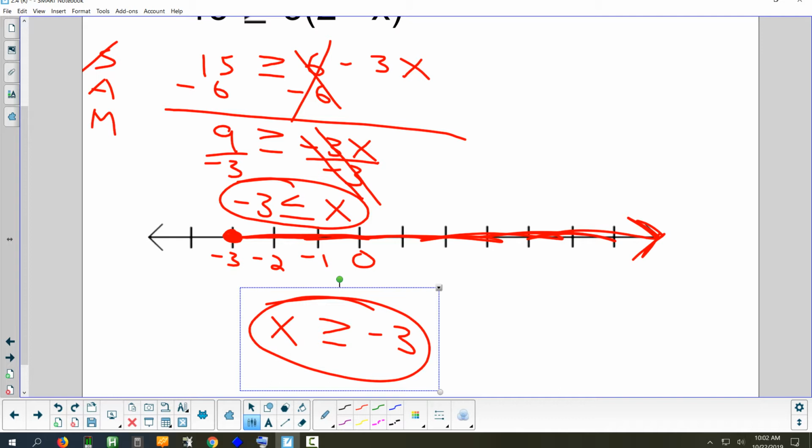Okay, so remember, you want to try to get it in that format. Letter, symbol, number. Letter, symbol, number. And then the symbol tells you which way to shade. Okay, any, you guys got any questions on that?